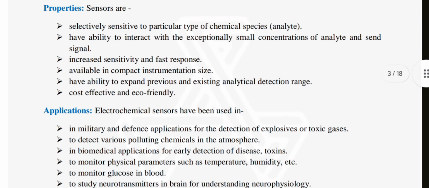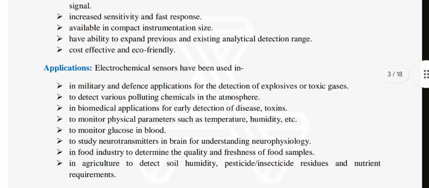Properties. Sensors are selectively sensitive to particular types of chemical species. They have the ability to interact with exceptionally small concentrations of analyte and send a signal. Increased sensitivity and fast response. Available in compact instrumentation size. Have ability to expand previous and existing analytical detection range. Cost effective and eco-friendly.